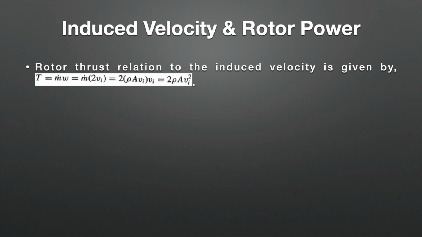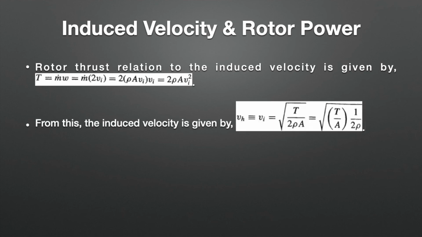Now rearranging this equation, you get the equation for induced velocity at the plane of the rotor disc. Vi is equal to square root of T by A into 1 by 2 rho. Here you can observe a new term, Vh, that is the notation for induced velocity during hovering. And also you can observe that T by A is written in a separate bracket, which is known as disk loading.